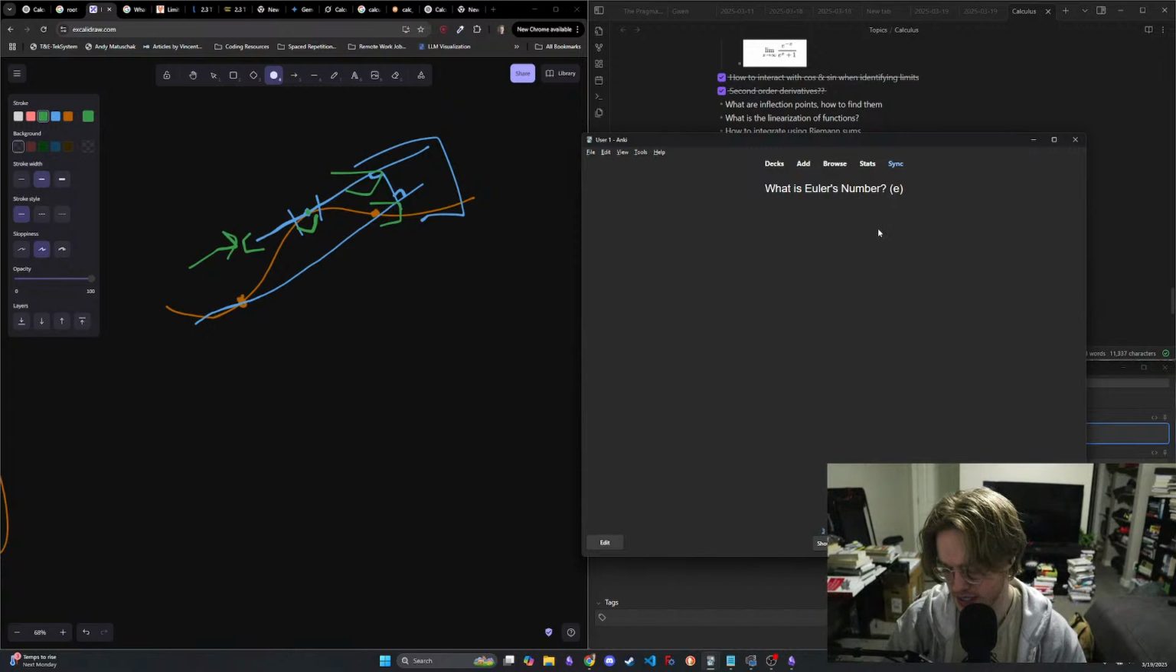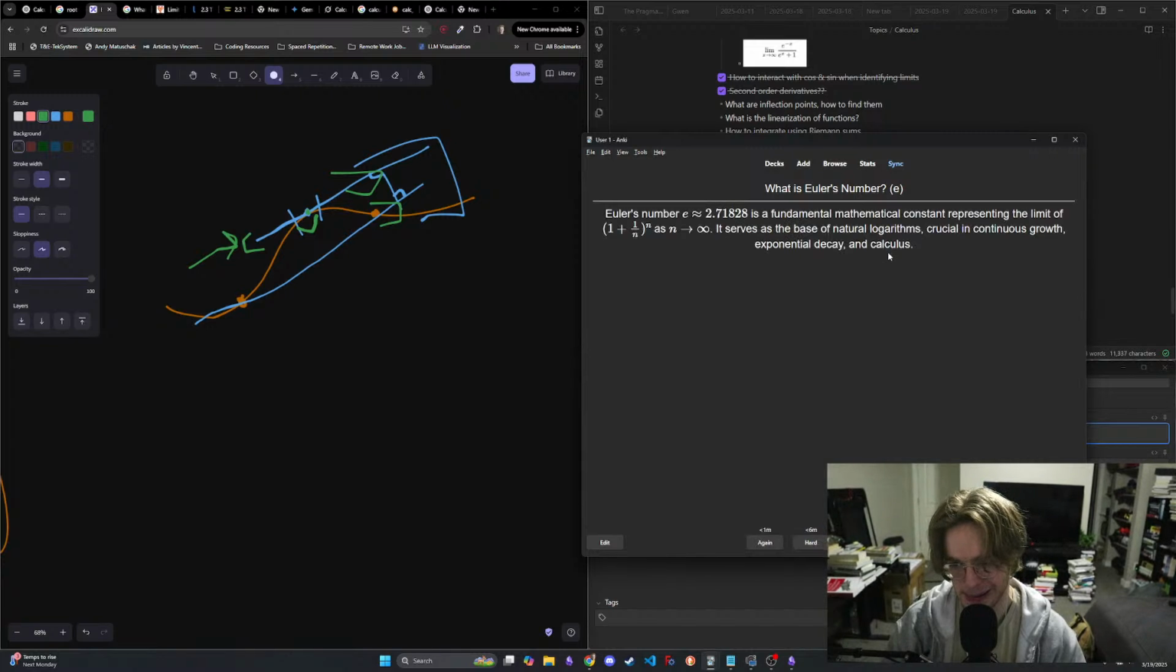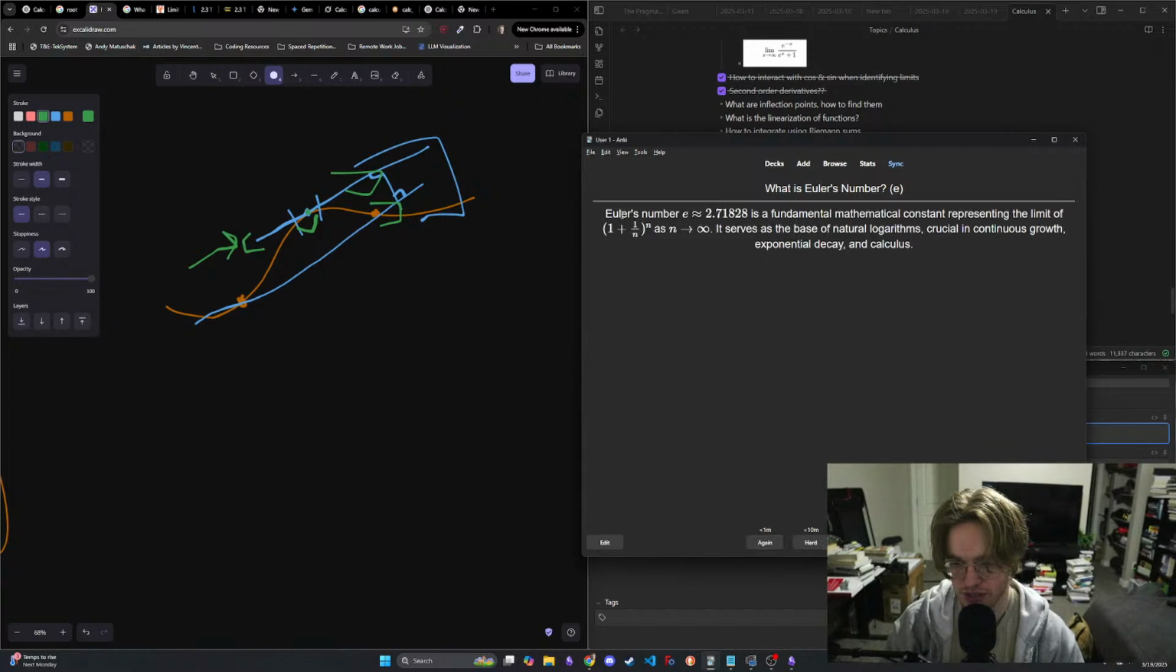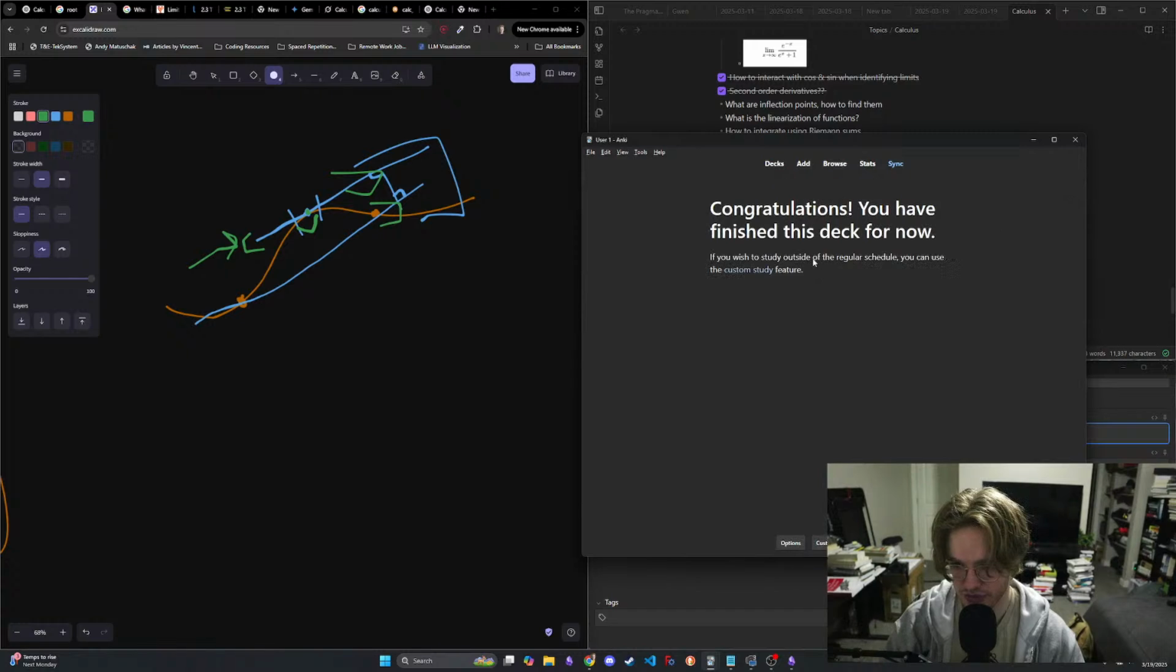Euler's number is a constant that is used for natural processes of growth and decay. I'd like to know that it's 2.7. Second order derivatives are derivative of a derivative. This is a piecewise function. Euler's number is, I'm pretty sure I just... Oh yeah, because I just reset it. Okay, perfect. It says 2.7. Nice.